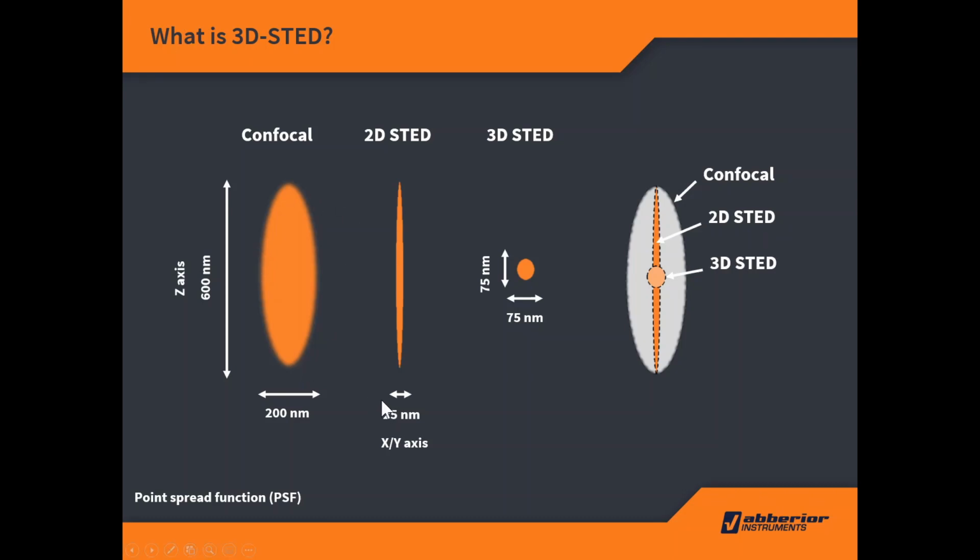In 2D STED, we can shrink the size of this spot to 25 nanometers in the XY axis. However, in the Z axis, it remains just as long as the confocal PSF. In 3D STED, we can shrink the PSF also in the Z axis, but on the other hand, it gets slightly larger in the XY axis again, leaving us with a circular isotropic PSF, which will resolve structures better in X, Y, and Z.